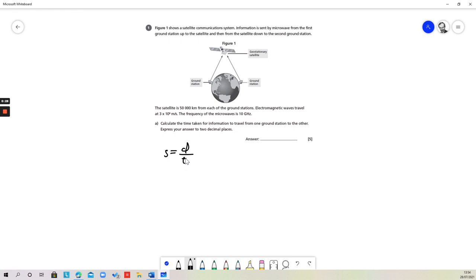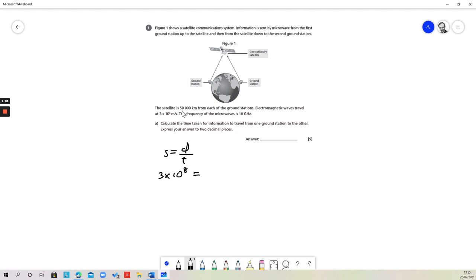So let's put that down there to start off with, so we know what it is that we're going to be using. And the speed here, we're told that the speed is 3 times 10 to the 8 meters per second. Now we could convert that, we could write that down as 300 million, but in fact I'm going to keep that in standard form. So that's 3 times 10 to the 8. And then this equals the distance.